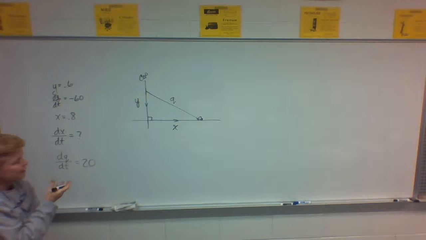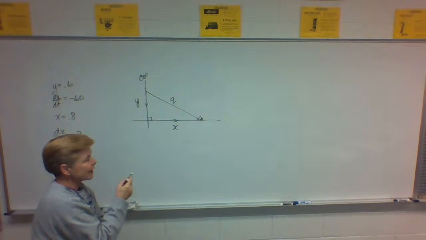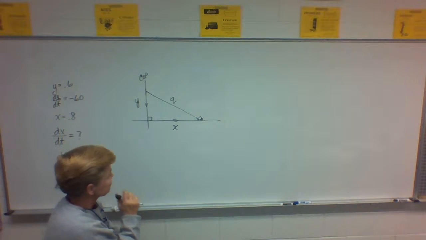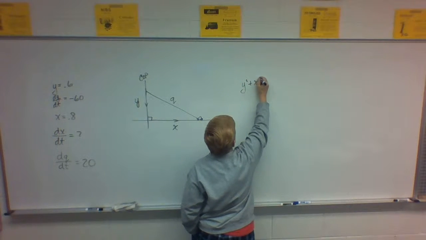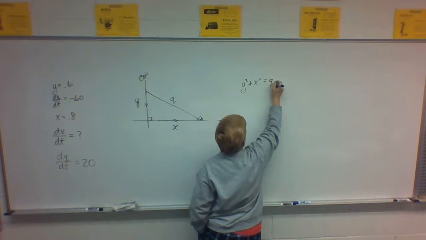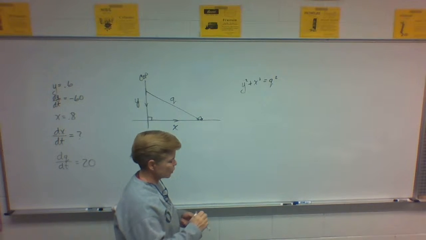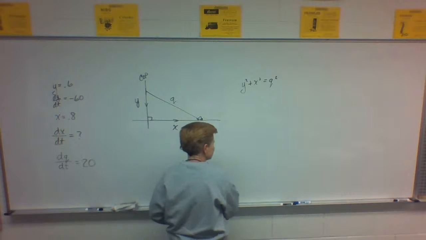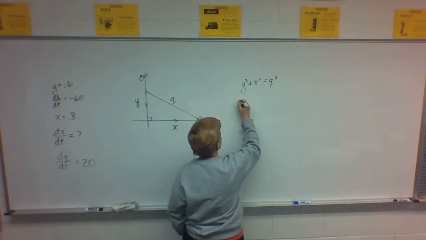Okay, so now that we've got things recorded and listed and kept track of, we've got to figure out how these guys are related to each other. It's not hard. Pythagorean theorem. So y squared plus x squared equals q squared. And they are all variables, so we don't plug anything in yet. We differentiate with respect to t. So what would this one be? Good.